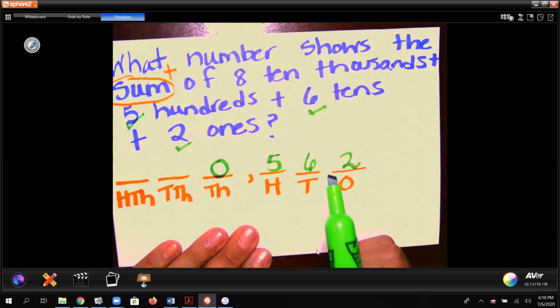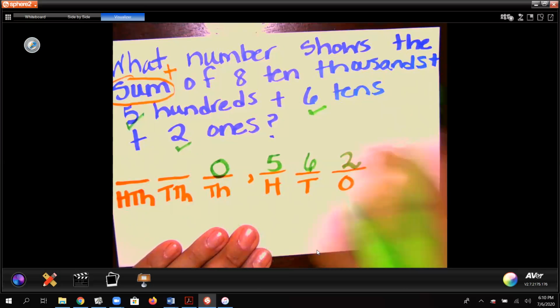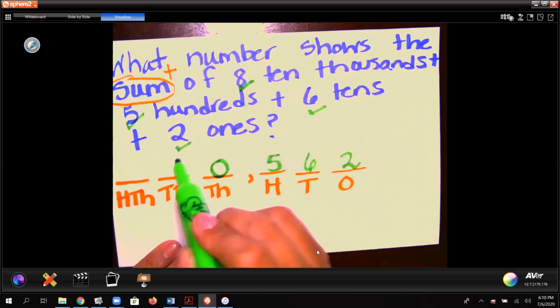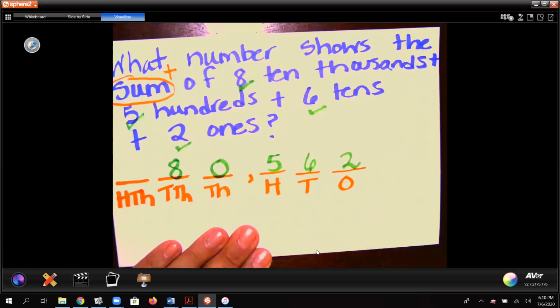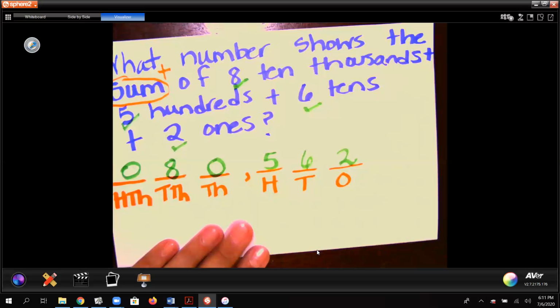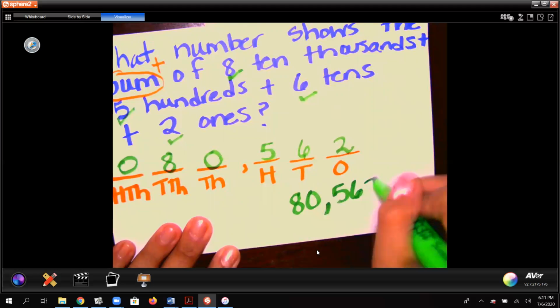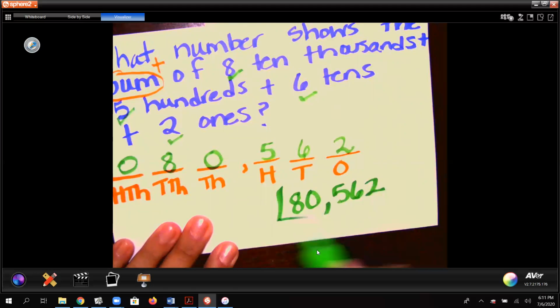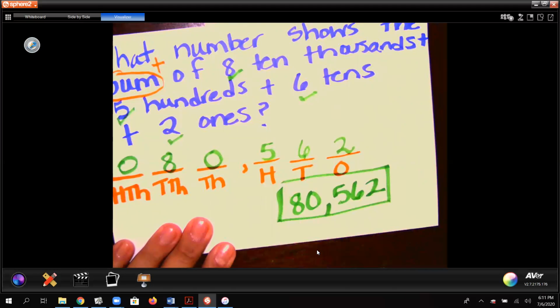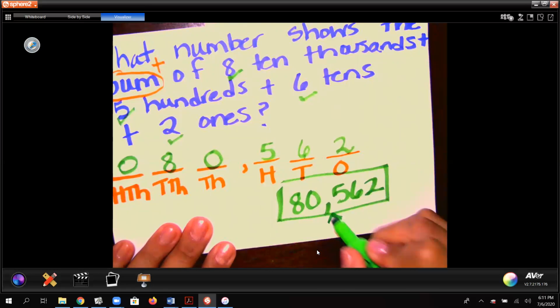Okay, 10,000s. We have 8 10,000s. And then there are no 100,000s in this number. Okay, so that's our number, 80,562. Now remember, when you're reading numbers, when you see this comma there, it doesn't mean you say and.